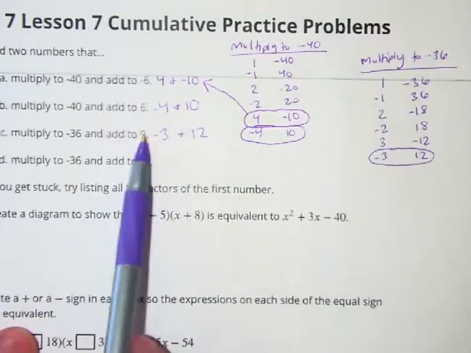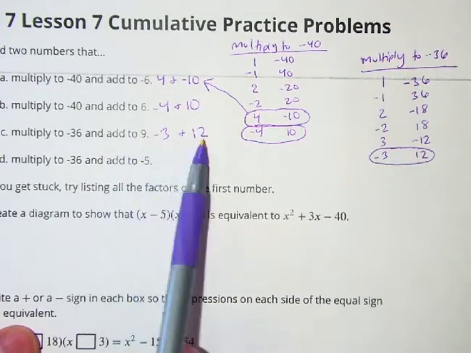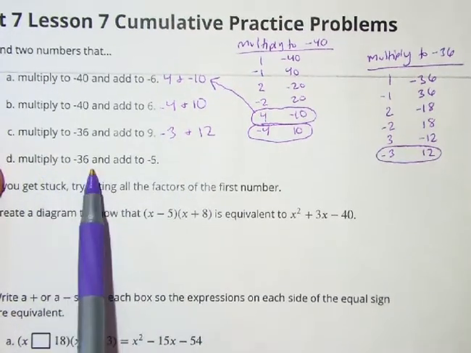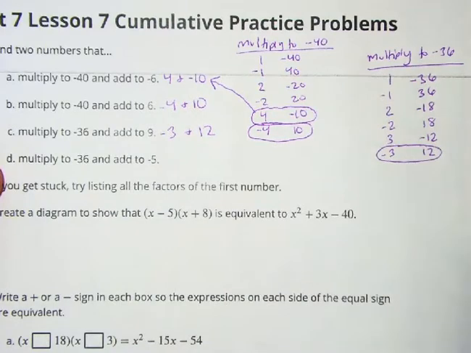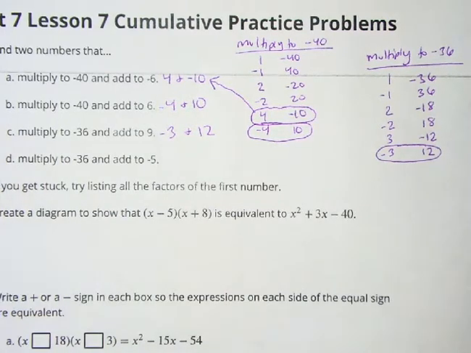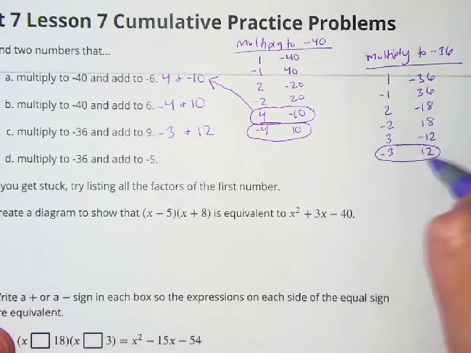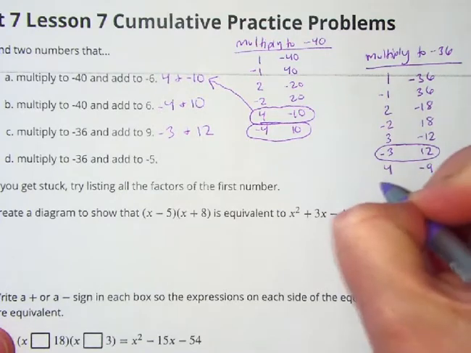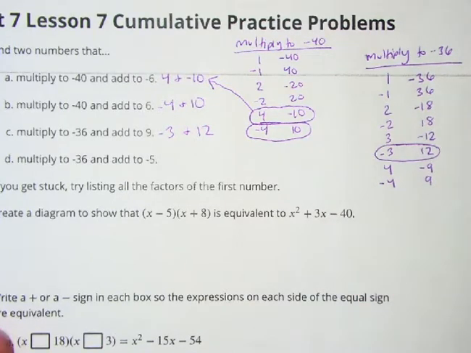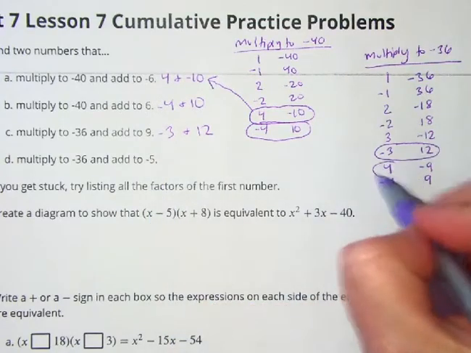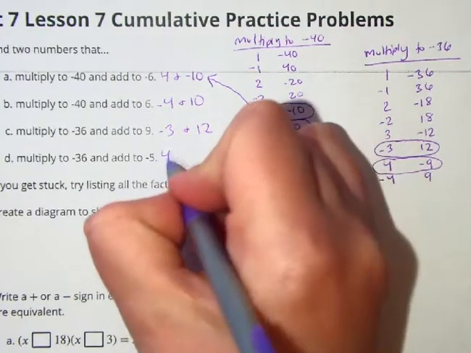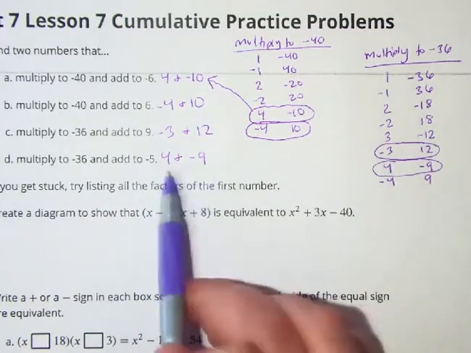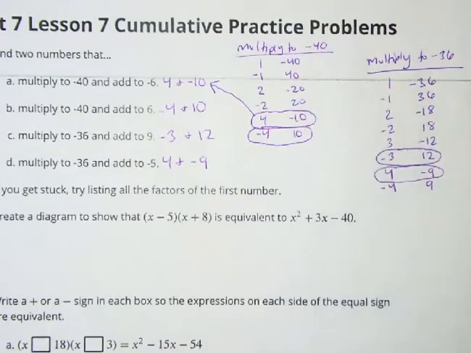Notice again that when they're adding to be a positive number, of these two, the bigger one is positive, so it ends up being positive. Now multiply to negative 36 and add to negative 5. I haven't hit it yet, so I'm going to keep on going. So after 3 and 12, 4 and 9, 4 times 9 is 36. I could do 4 and negative 9, or negative 4 and a positive 9. And that gives me my answer here. 4 and negative 9. Again, notice that if I wanted to add to be a negative number, I make sure that my bigger number of these two is the negative one.